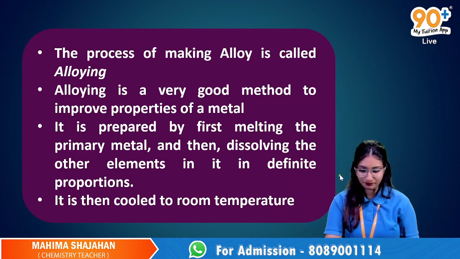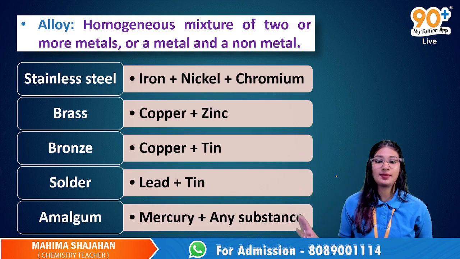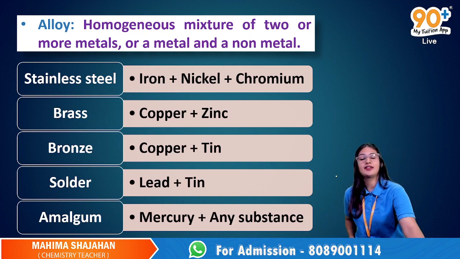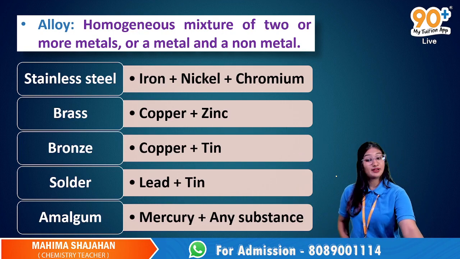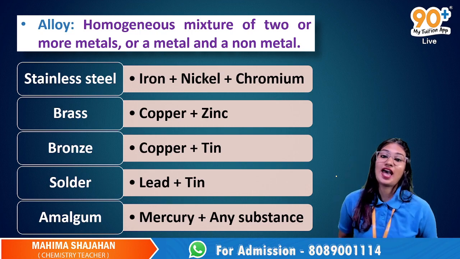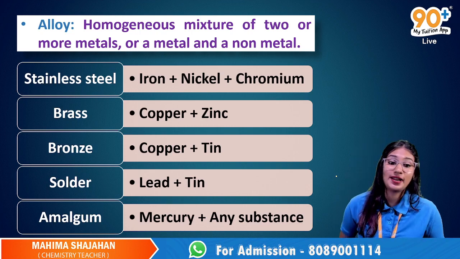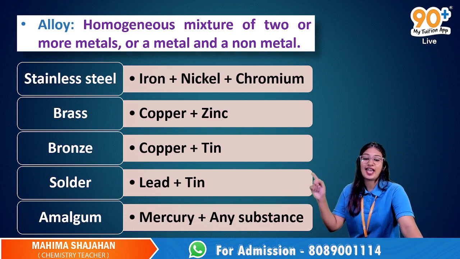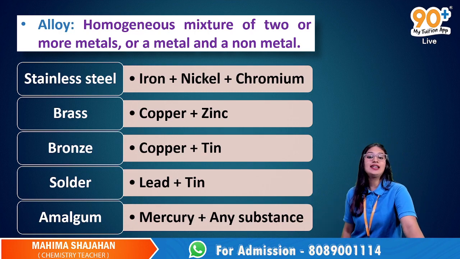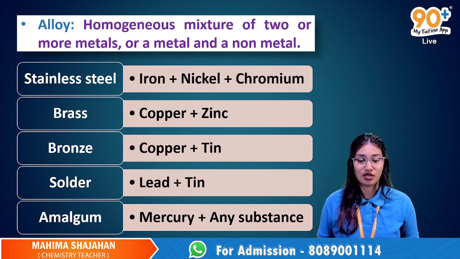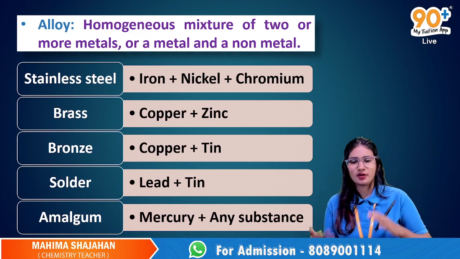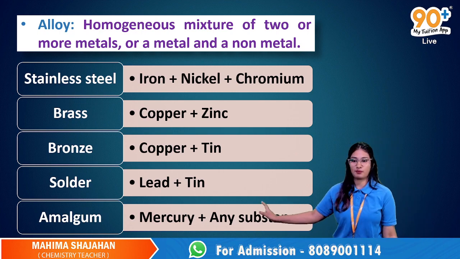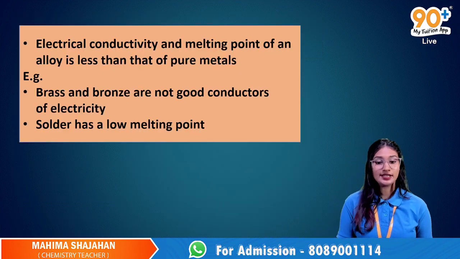Here are some examples of commonly asked alloys. First, stainless steel: an alloy of iron, nickel and chromium. Brass is an alloy of copper and zinc. Bronze is an alloy of copper and tin. Solder is an alloy of lead and tin. Now, amalgam: the chief component will be mercury, mercury with any other substance, such as sodium amalgam and silver amalgam. That is amalgam.